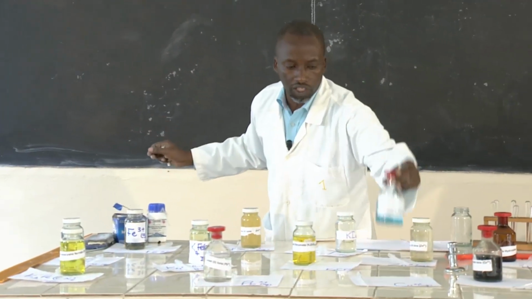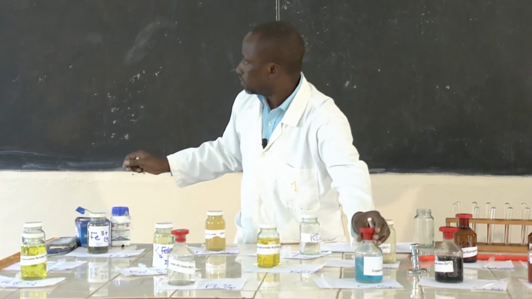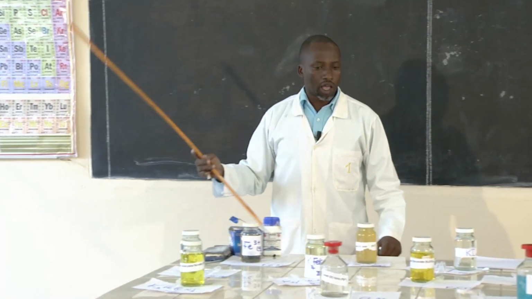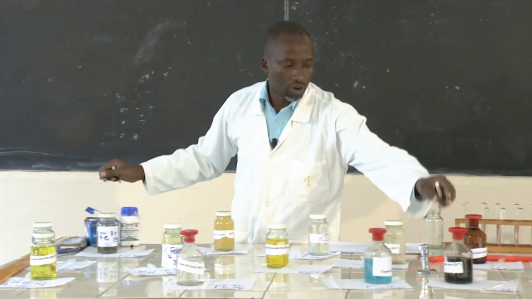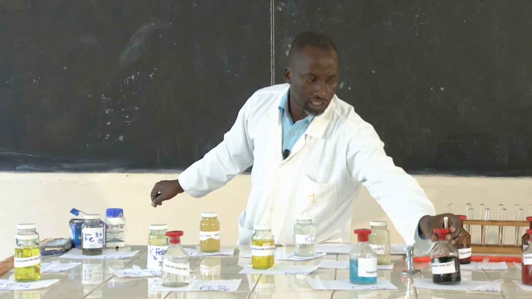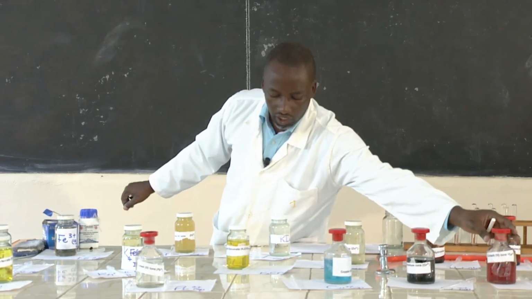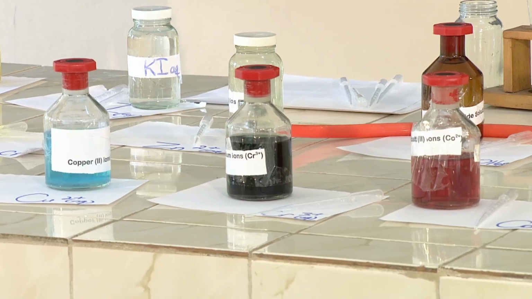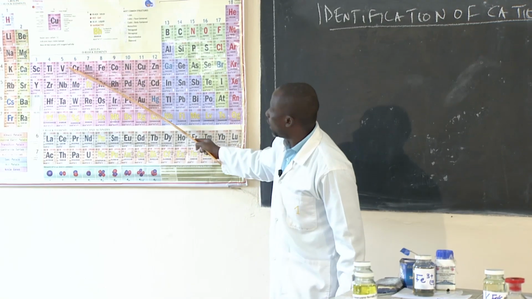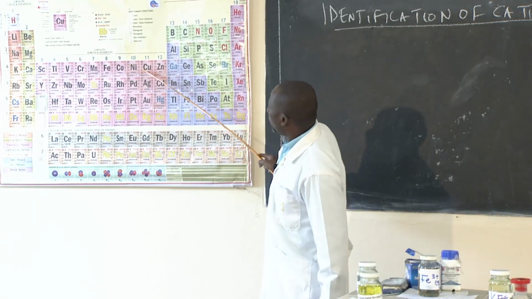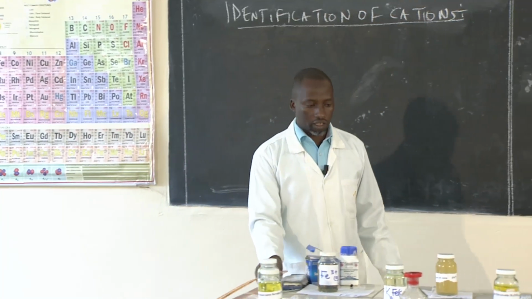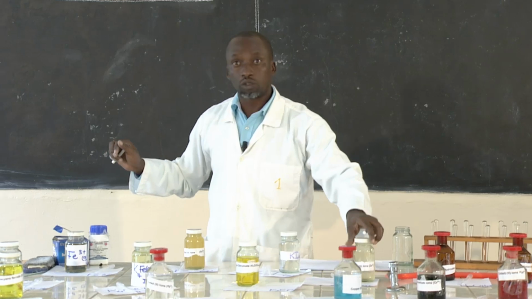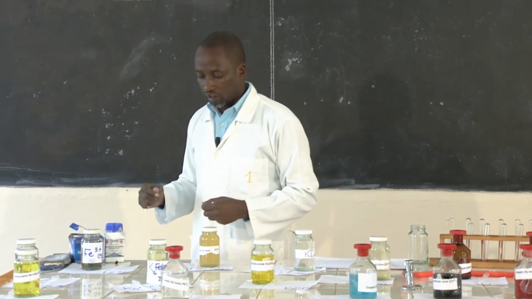Take an example of this one. This is copper, one of the transition elements. Take an example of lead, of chromium, of cobalt. You'll see they are also colored, and they are also found here. We have iron, cobalt, chromium, and maybe zinc is unique because it forms a colorless solution. Probably you talked about it in your revision.